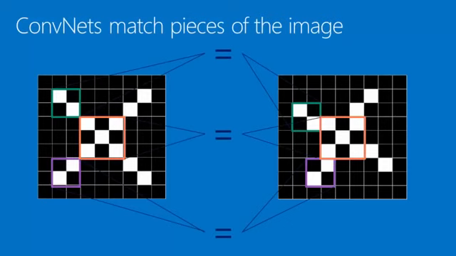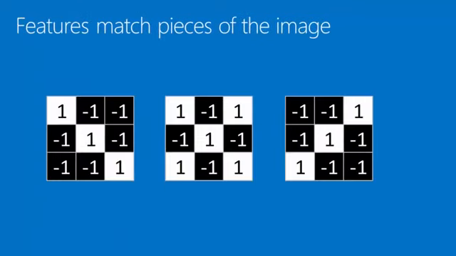Now, one of the tricks that convolutional neural networks use is to match parts of the image rather than the whole thing. So if you break it down into its smaller parts or features, then it becomes much more clear whether these two things are similar. So examples of these little features are little mini images. In this case, just 3 pixels by 3 pixels.